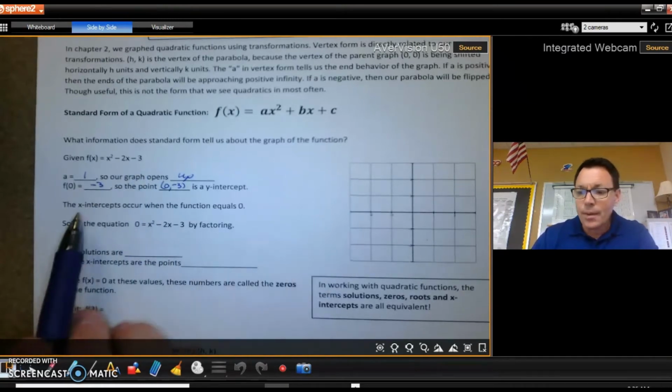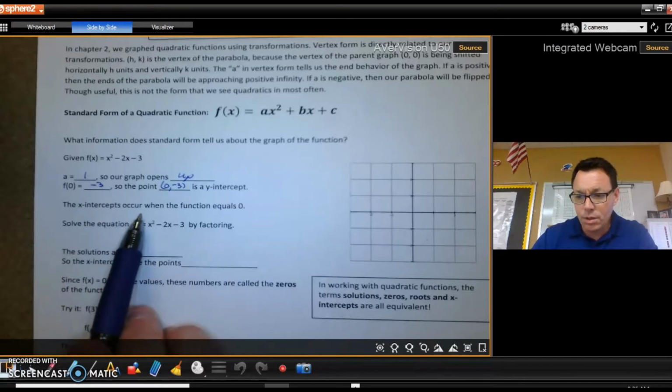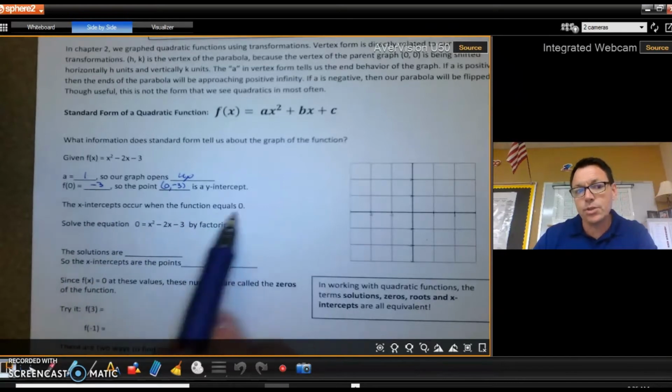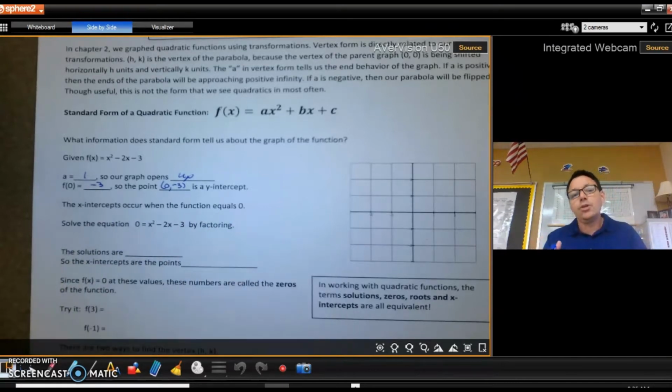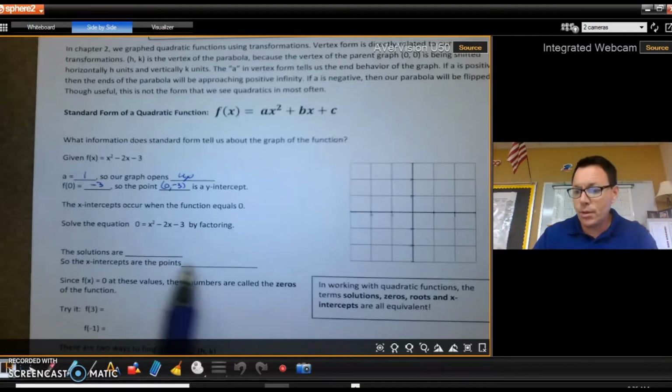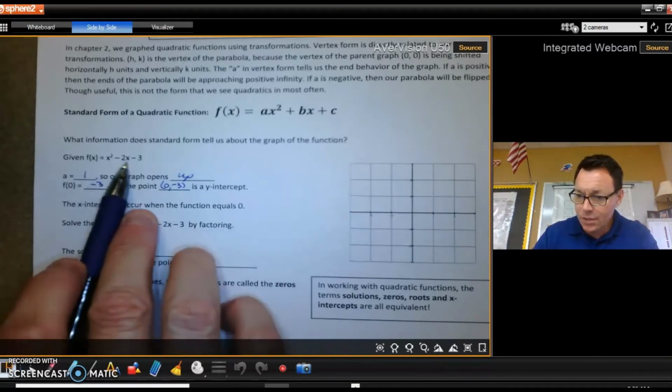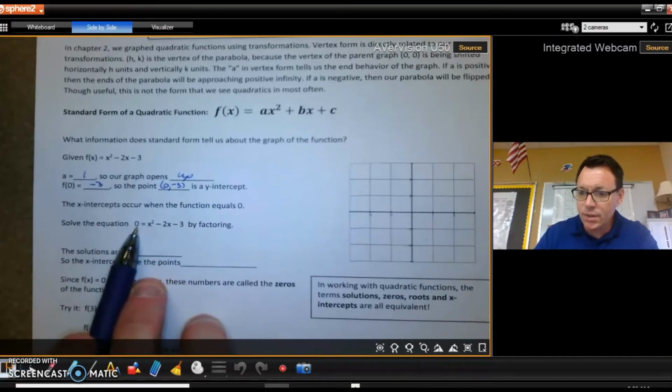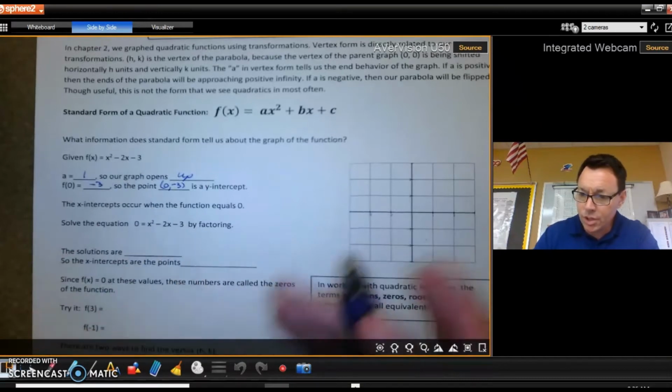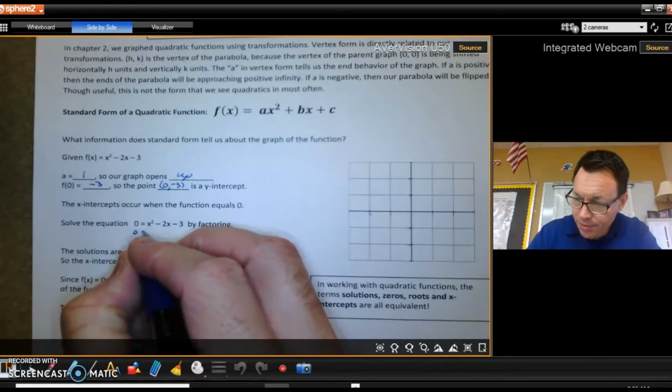All right, now the x-intercepts occur when the function is equal to 0. So when you plug in a 0 for x, the answer you get is your y-intercept. But when the function equals 0, that's your x-intercept. So let's take a look at this function and set it equal to 0 and solve this equation. Well, I'm going to need to factor this.